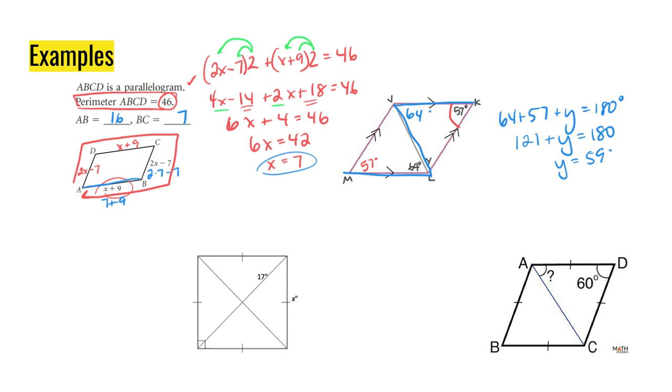Alternatively, I could have remembered that consecutive angles are supplementary, so I know that that entire angle V right now, the measurement of angle V equals 180 degrees minus 57, which is going to get me 123. So if all of this is 123 degrees, then I can go ahead and say that y equals 123 minus 64, and I'm going to get 59 degrees the same way.